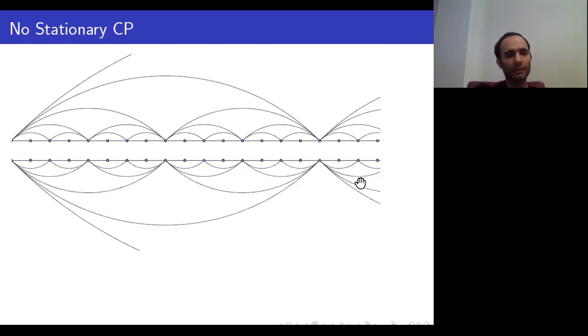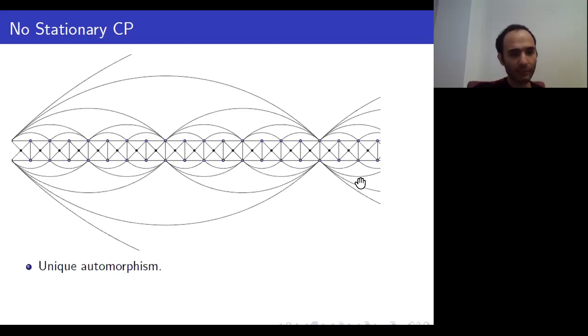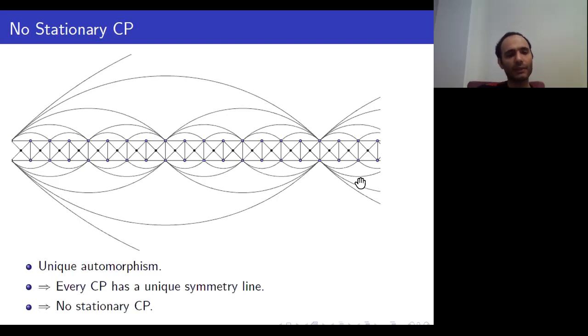Now reflect it, connect each vertex to its reflected image, and fill the squares with triangles as shown. This graph has the property that it has a unique automorphism other than the identity. So its CP has a unique symmetry line. This easily implies that there is no stationary CP, because if so, the symmetry line would be a stationary random line, which is impossible.